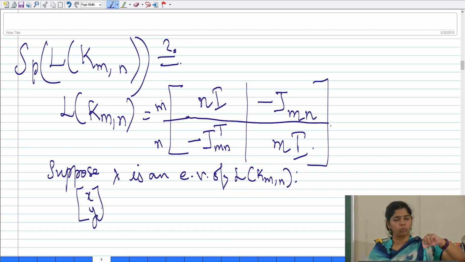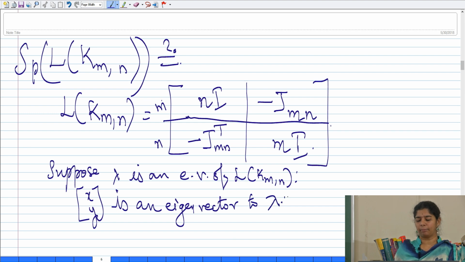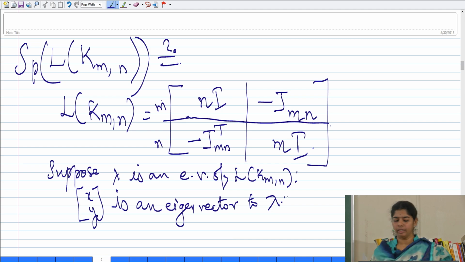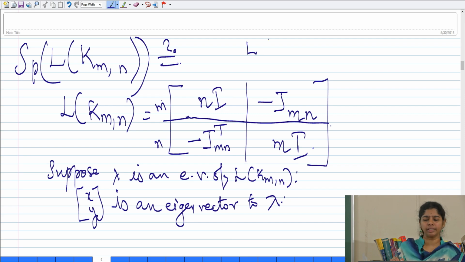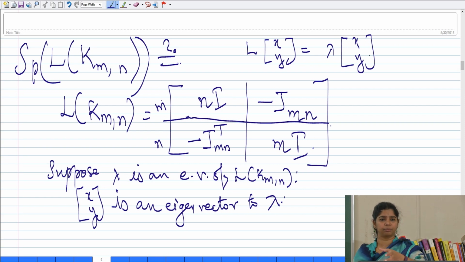x is of order m and y is of order n. So let us look at these block vectors. So (x, y) is an eigenvector corresponding to this lambda. Like we proved yesterday, we had already done this exercise for the adjacency matrix. So similarly, we will extend it and find the value of lambda. Now if I take this L matrix and multiply it by this vector (x, y), I know this is going to satisfy lambda times (x, y). If lambda is an eigenvalue and the corresponding eigenvector is this, then this equation is going to be satisfied.